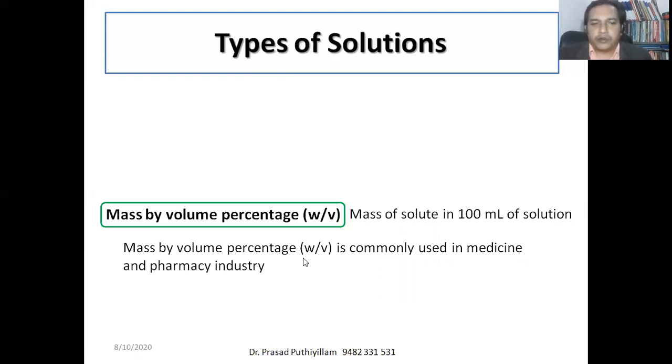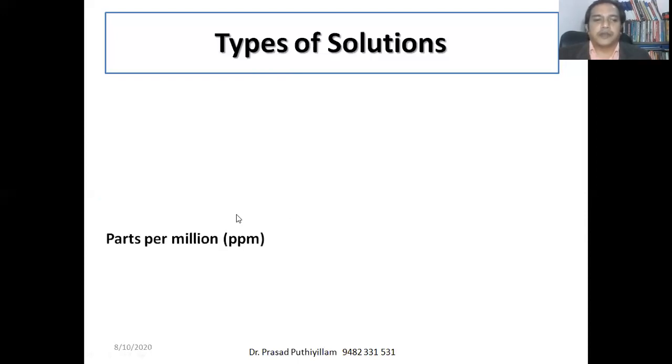This type of concentration representation is mainly used in medicine as well as the pharmacy industry. They take the medicine contents, weigh them in grams, take them in milliliters of the solvent, and express the concentration in terms of mass by volume. That is easy for the medicine as well as the pharmacy industry.